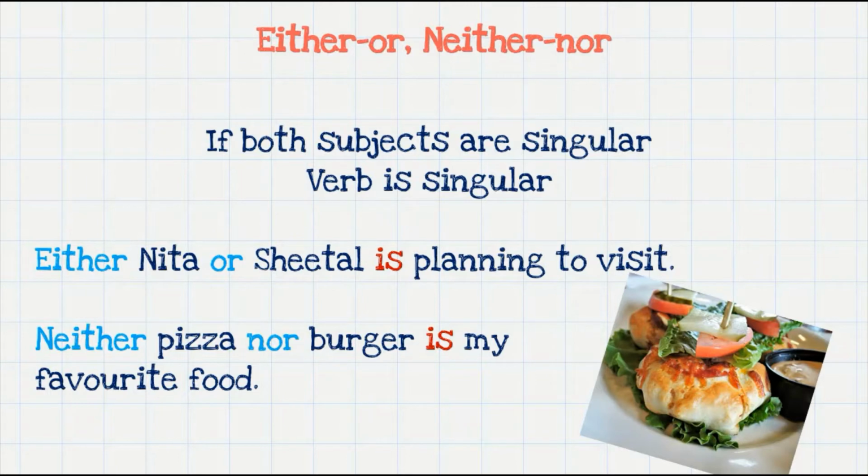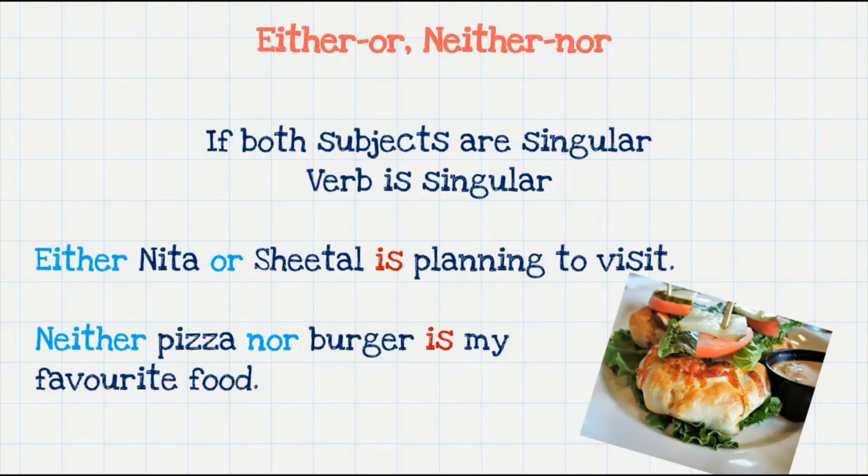Either or and neither nor. So sometimes there are two subjects and they are connected with either or neither nor. In such a case, if both the subjects are singular, the sentence will take on a singular verb. So either Nita or Sheetal. Nita is a singular subject, Sheetal is a singular subject. Hence, it takes on a singular verb is. Neither pizza nor burger. So again, pizza is a singular subject, burger is a singular subject. And hence, it takes on the singular verb is.